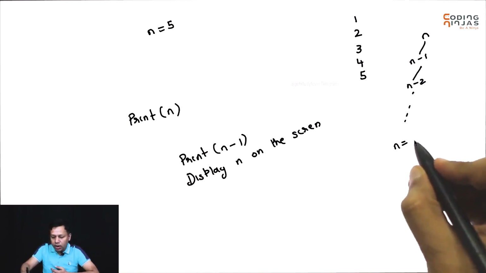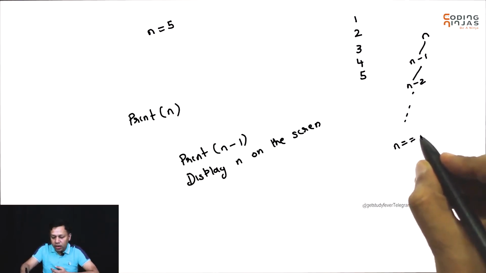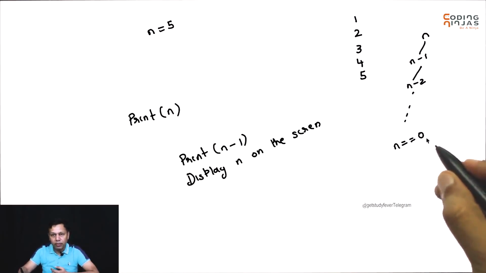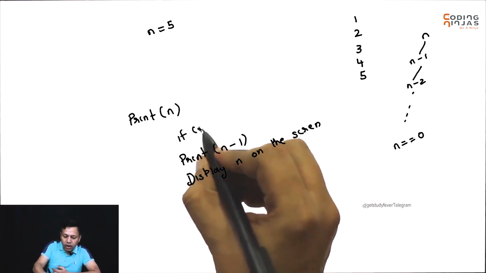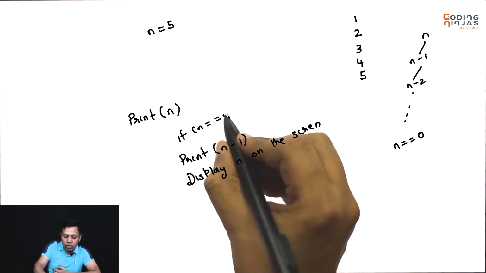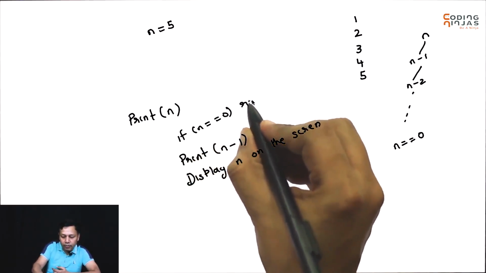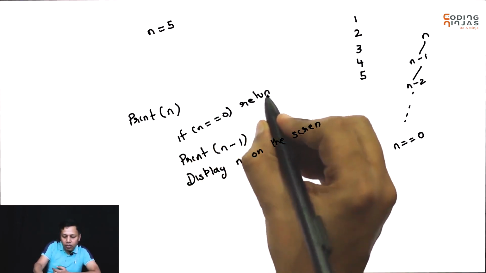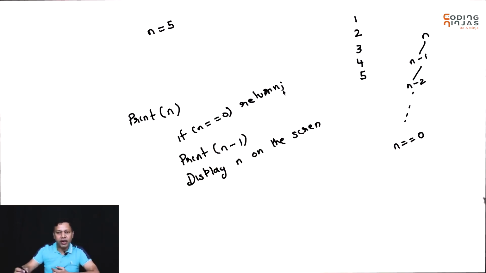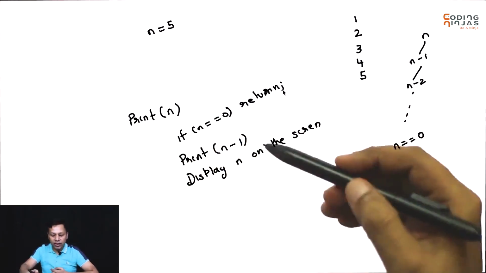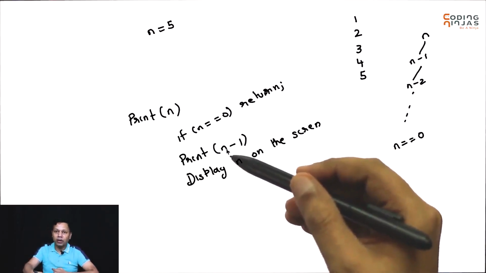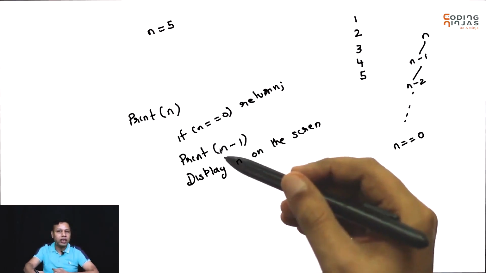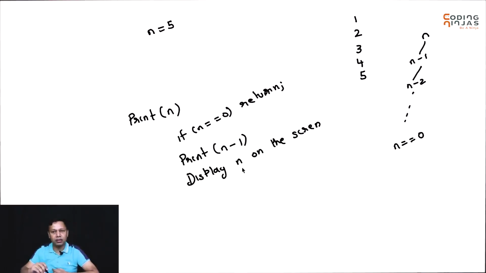Maybe I can say if n is equal to 0, I don't have to do anything and I can return. Otherwise, I'll call print n minus 1, which will go and print numbers from 1 to n minus 1, and finally I will print the last number which is left, which is n.